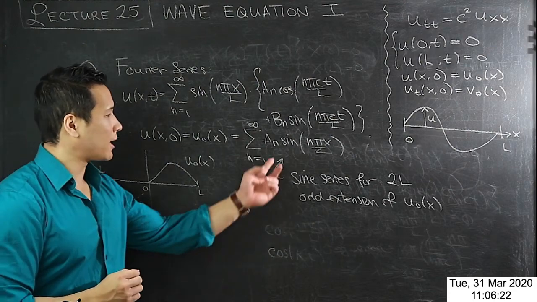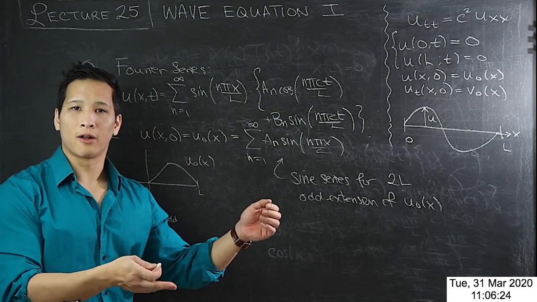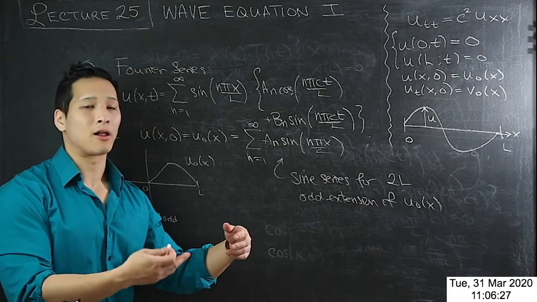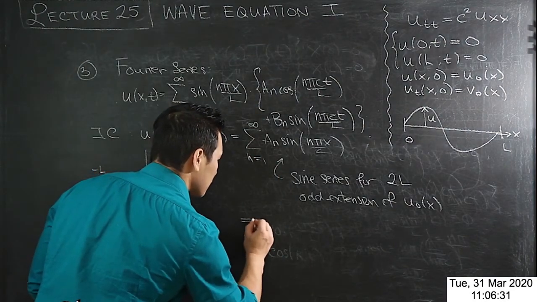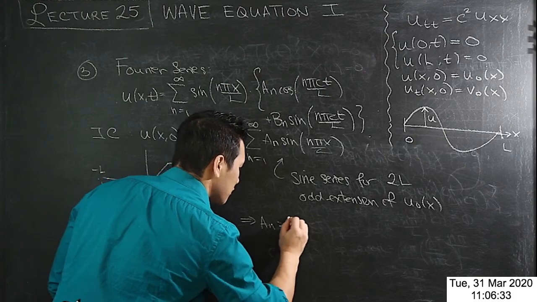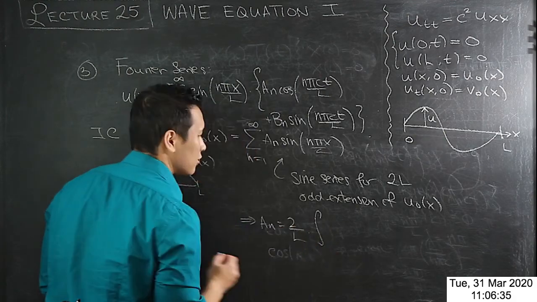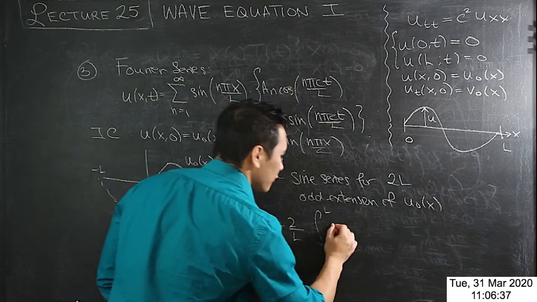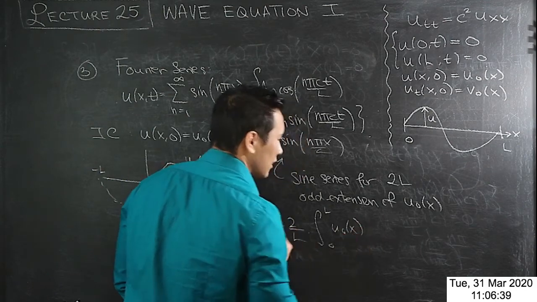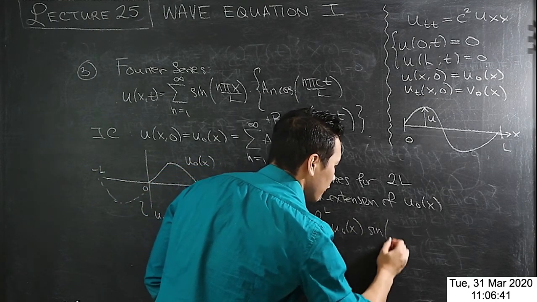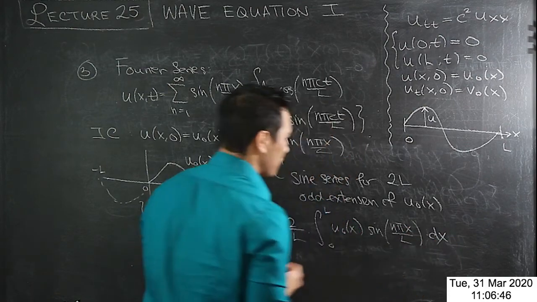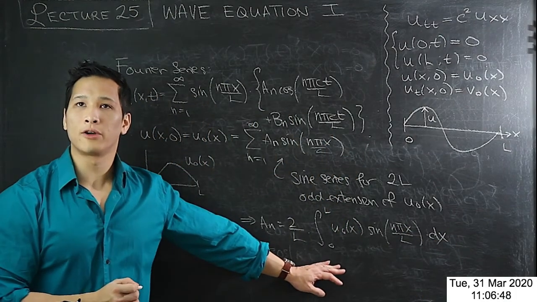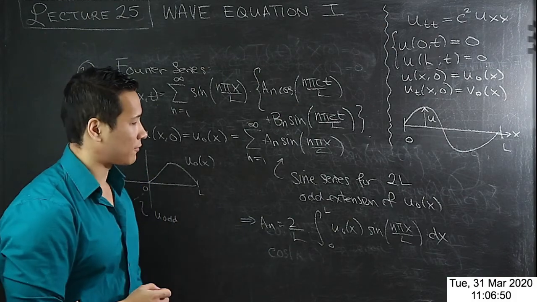And so the a_n will just be 2 over L times the integral from 0 to L of u naught of x. So it's the same as the heat equation. So this tells you that a_n is just 2 over L, the integral from 0 to L of u naught of x times sine of n pi x over L dx. Okay, and away you go and you solve for that function.